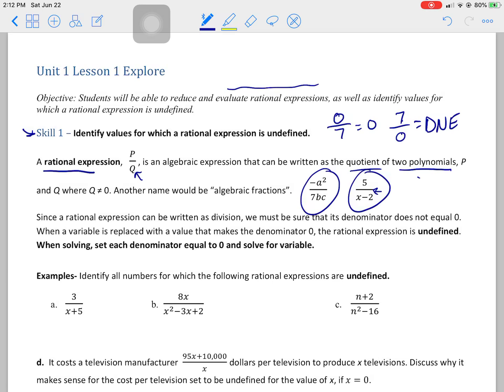So you can't put anything in for B. Let's say you put in a 0 for B. That'll be 7 times 0 times whatever C is. That makes it undefined because 0 would be on the bottom. Okay, so you can't do that.